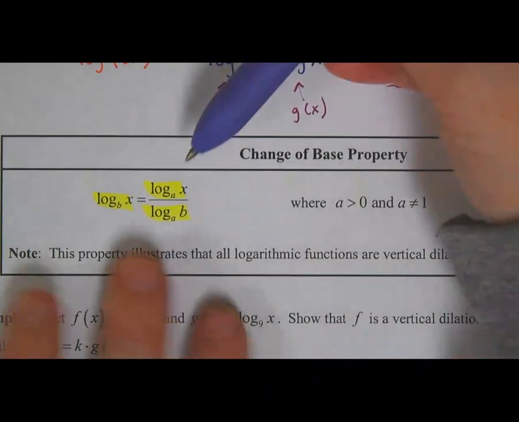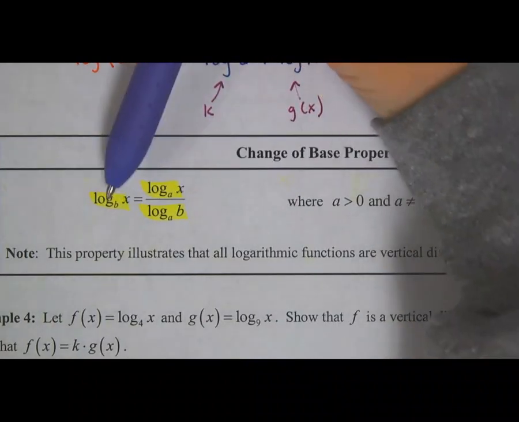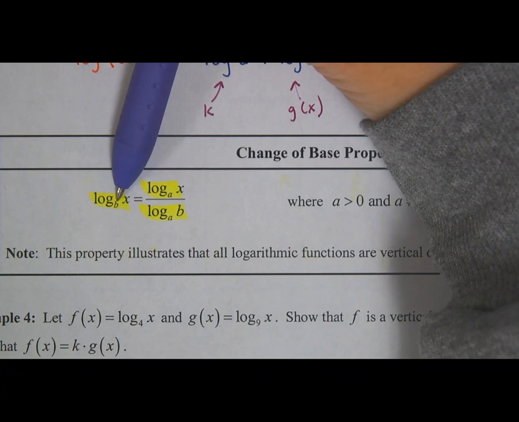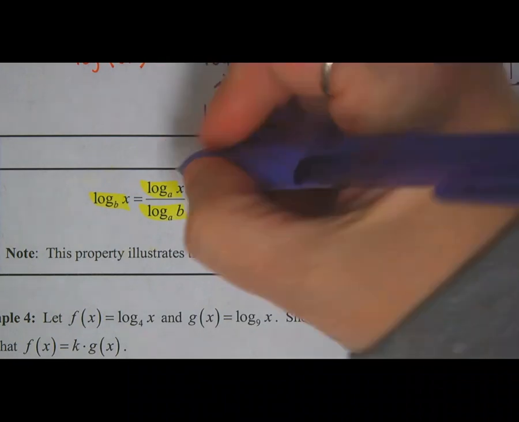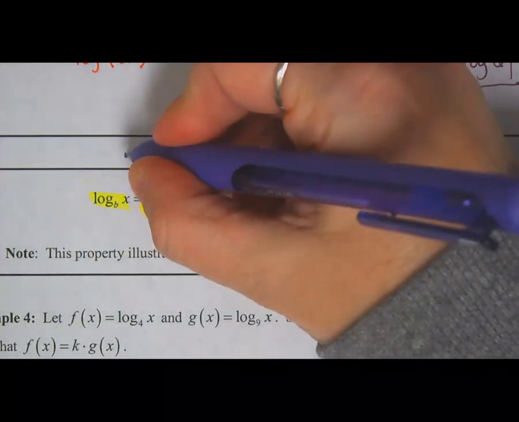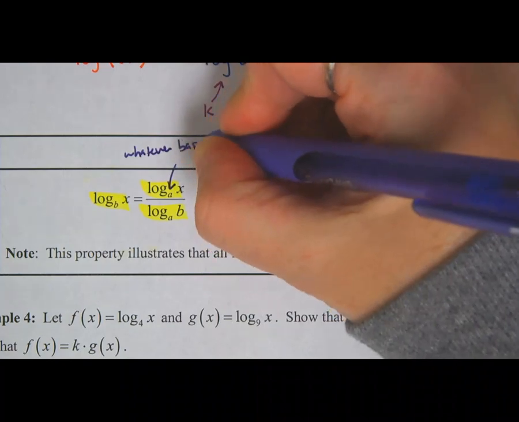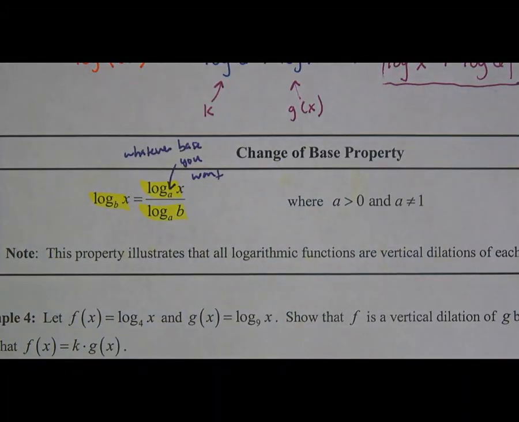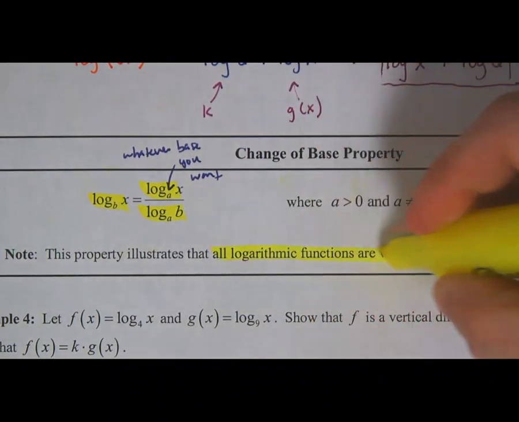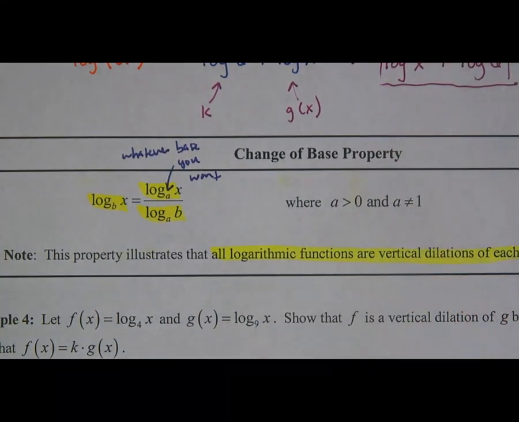It's really cool. This is kind of like a little code you're going to have to read here. Notice, if I have log base b of x, I can change that into whatever log base I want. So a is whatever base you want. I could change it into log base 10. So log base b of x would be the same thing as log base 10 of x over log base 10 of b. Note, this property illustrates that all logs are vertical dilations of each other.